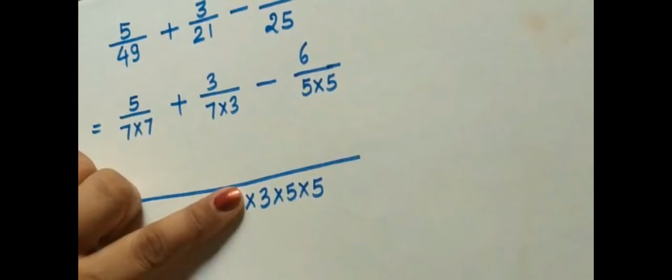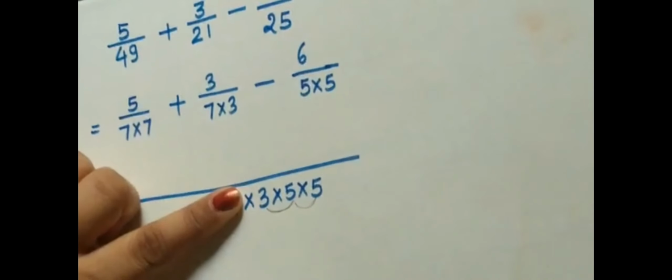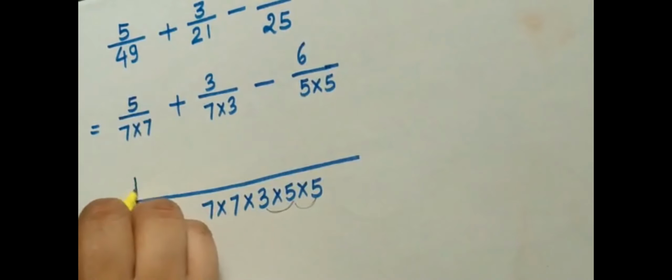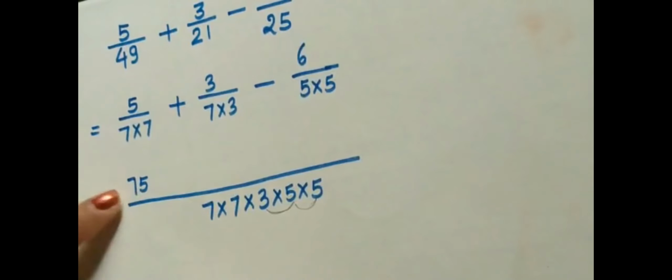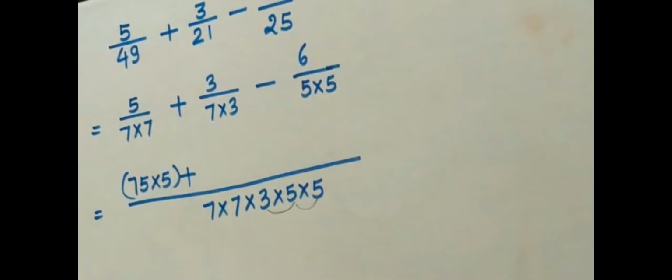Now for the first, 7 cross 7 is here, we are pending with 3 cross 5 cross 5, that is 25. 25 threes are 75. So we need to multiply this 75 with this numerator 5. So we are going to write this in a bracket.